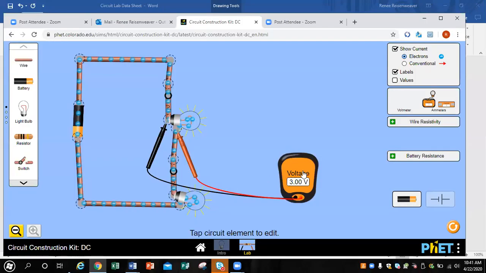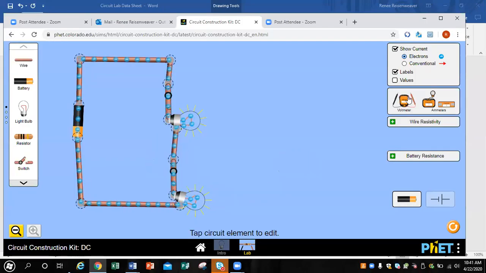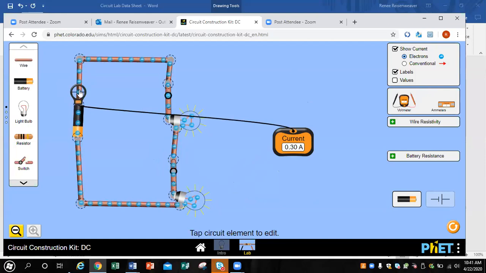Now I want to measure current. So I'm going to put my voltage away. And current, this is an easy meter. A real ammeter does not measure like this, but for this lab, if I want to measure the current in bulb 1, it's 0.3 amps. Bulb 2, 0.3 amps. Coming out of the battery, 0.3 amps.